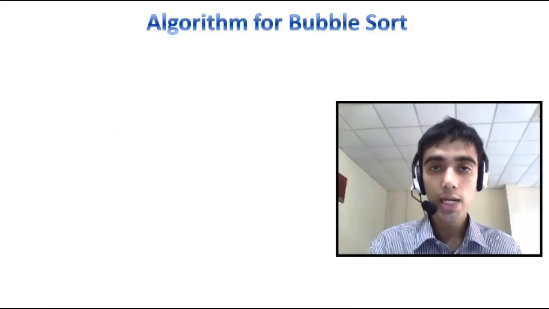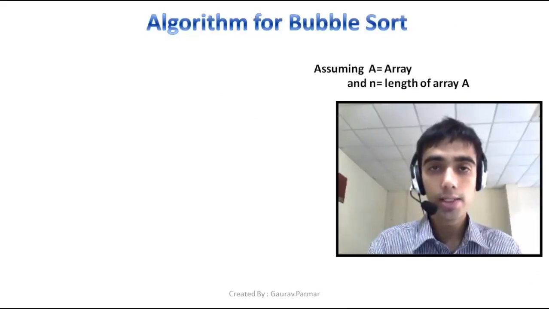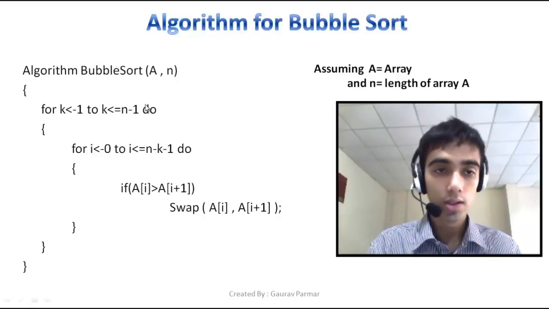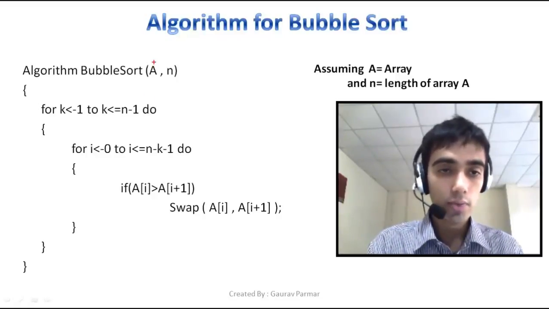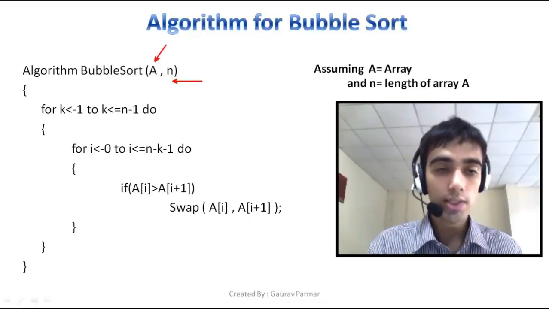Suppose we are given an array A and the size of the array is n. So an algorithm for bubble sort can be like this one. In this algorithm which I have created over here, you can see there are two parameters. The first parameter is the array itself, and the second parameter is the size of the array. And inside the algorithm we are having two loops. The first loop is showing the number of passes, and the second loop is showing the number of comparisons we have to make inside each pass.